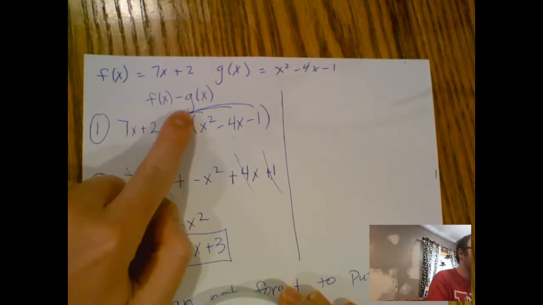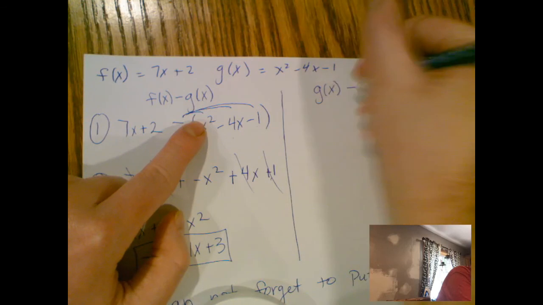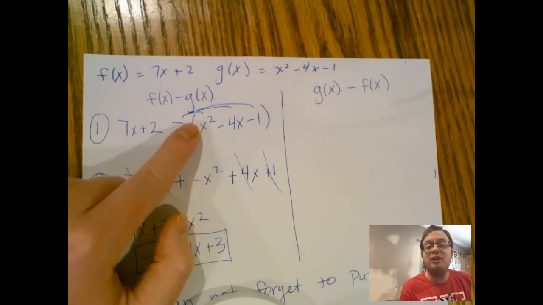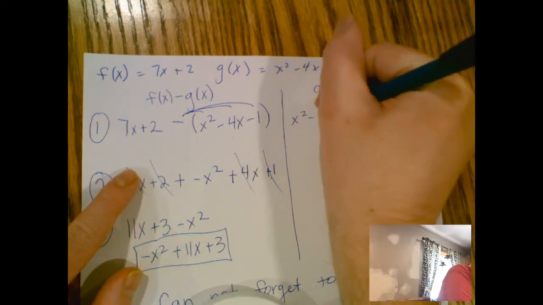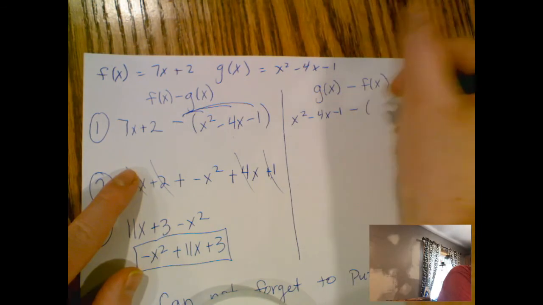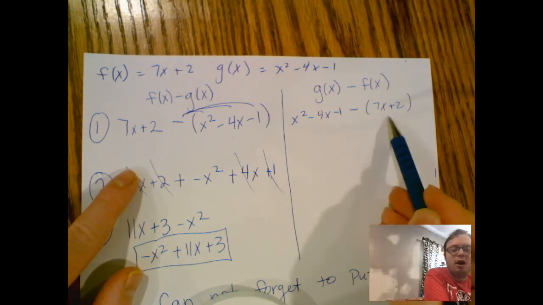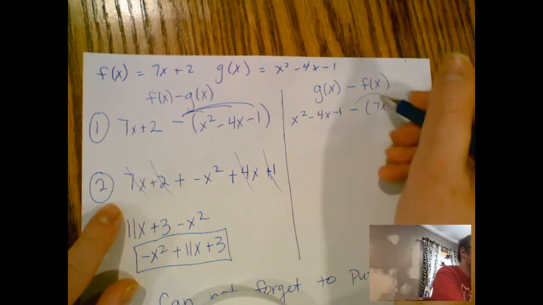And again, what else did I say? Putting the order here did matter. So I could also do, if I wanted to, g of x minus f of x, and it would be the exact same process, but the answer would be different. So if I take g of x now, x squared minus 4x minus 1, take the parentheses, 7x plus 2. So here I have g of x, and I'm subtracting all of f of x here. So I put that parenthesis there. Now my next step is to distribute the negative.